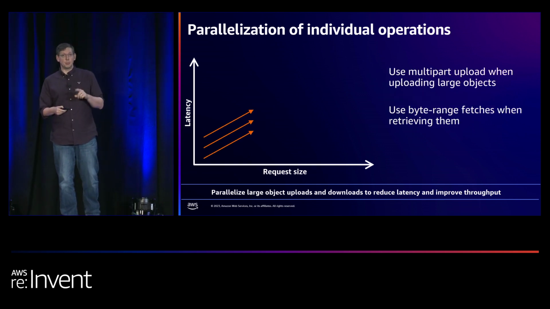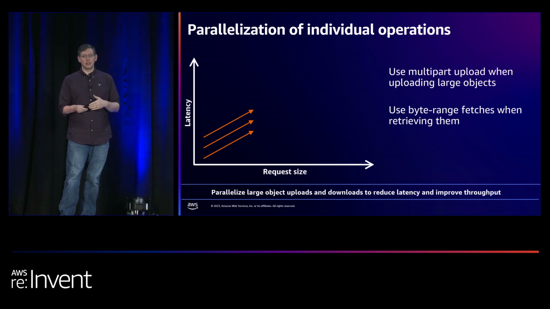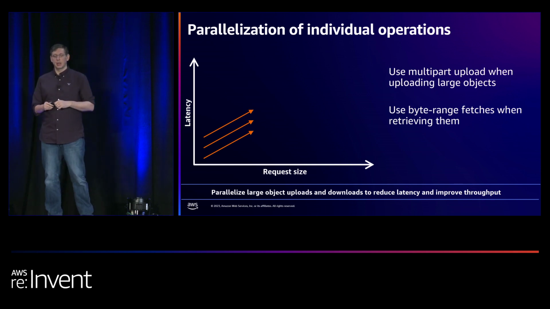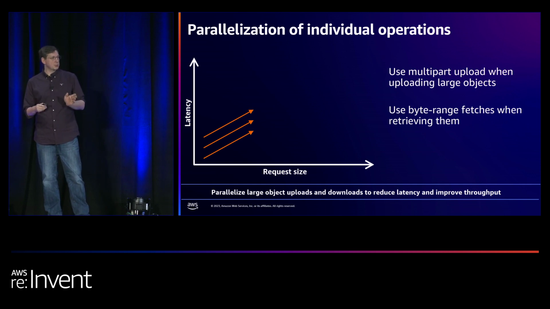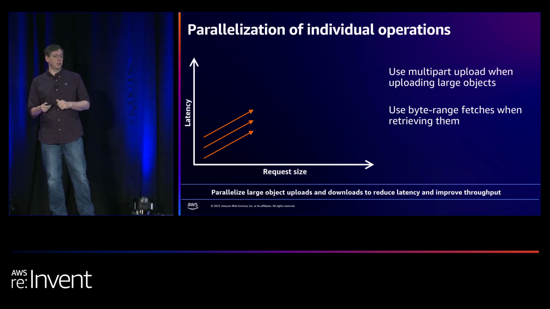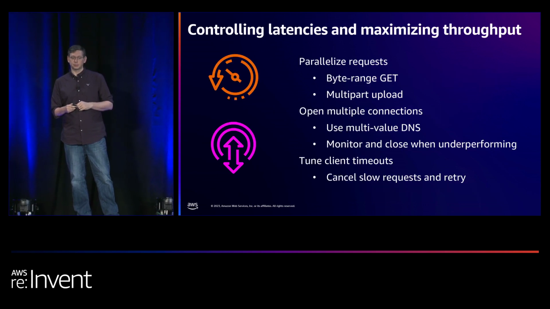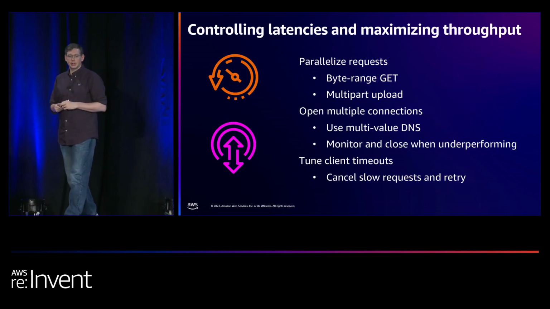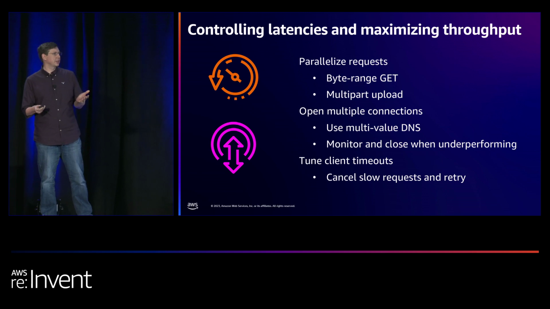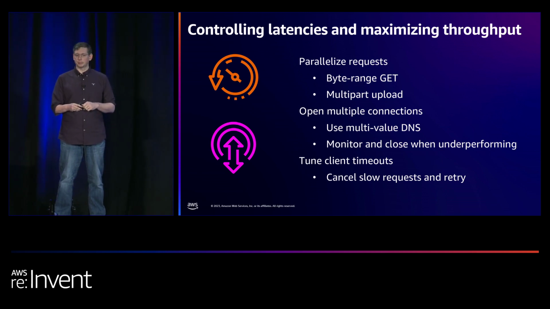So to achieve the best aggregate throughput, we recommend instead making multiple requests, even within the same object. So that means when retrieving data from S3, use byte range fetches. And when you're uploading objects to S3, use the multi-part upload feature. So let's recap real quickly the considerations for optimizing the best latency and throughput from S3.